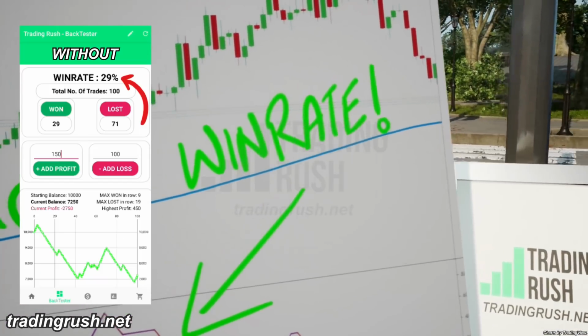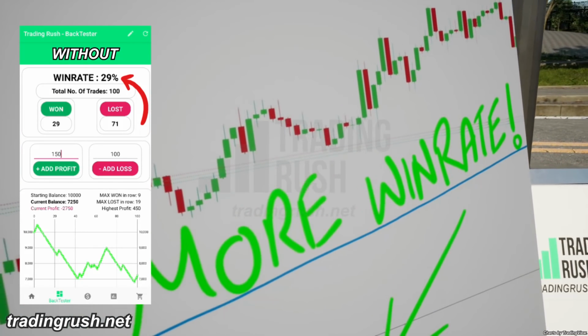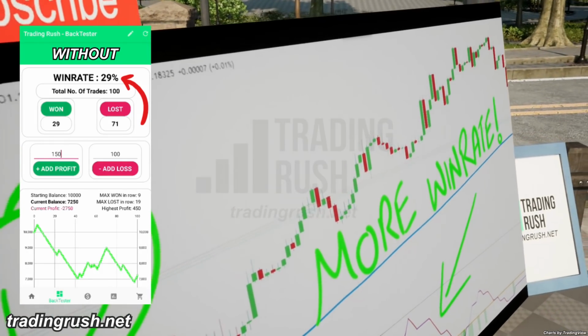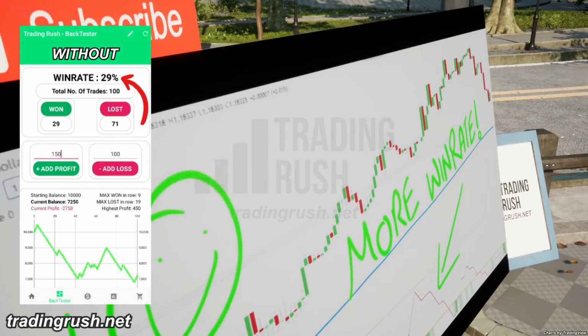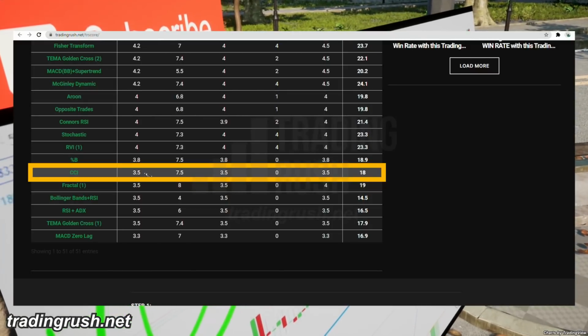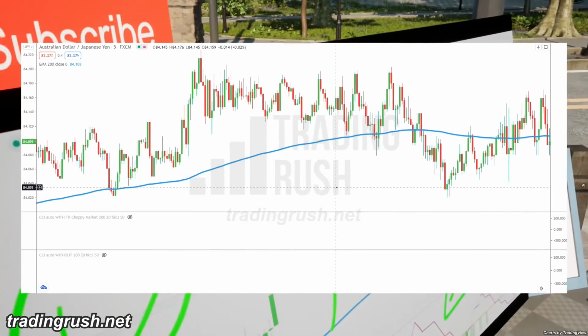When I took 100 trades with the CCI indicator without the TR Choppy Market filter, it got a 29% win rate with a 1.5 to 1 reward risk ratio. The win rate is so low because the CCI has a bad win rate in the first place, and on top of that we are testing it in the choppy market.